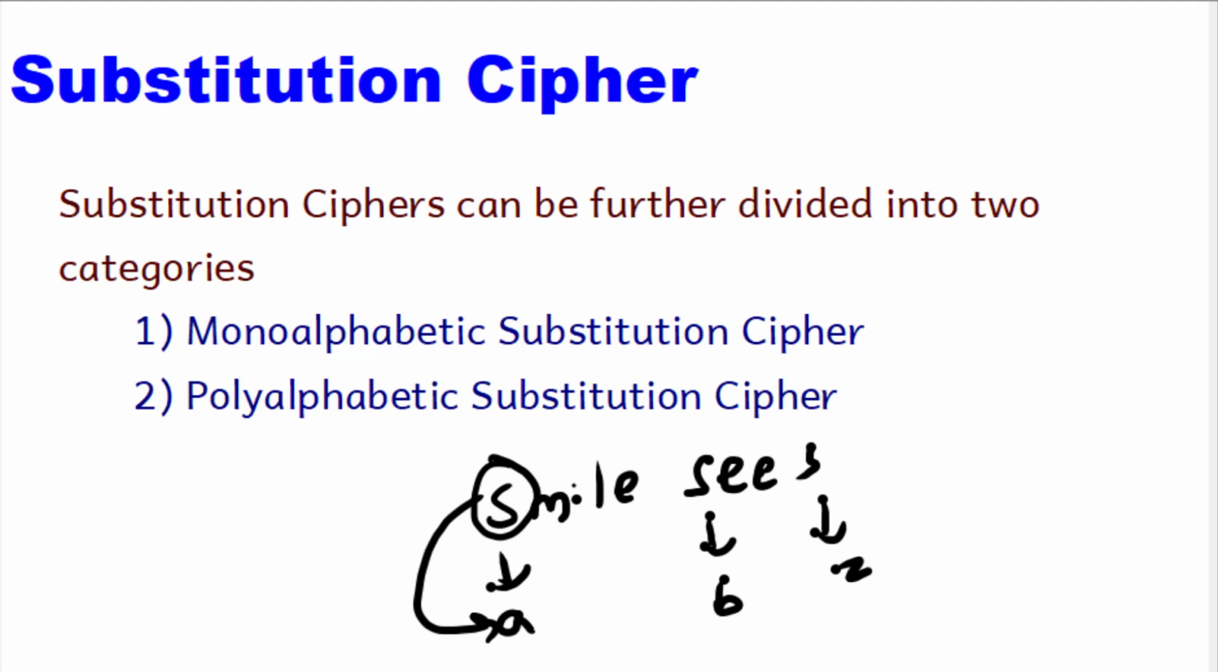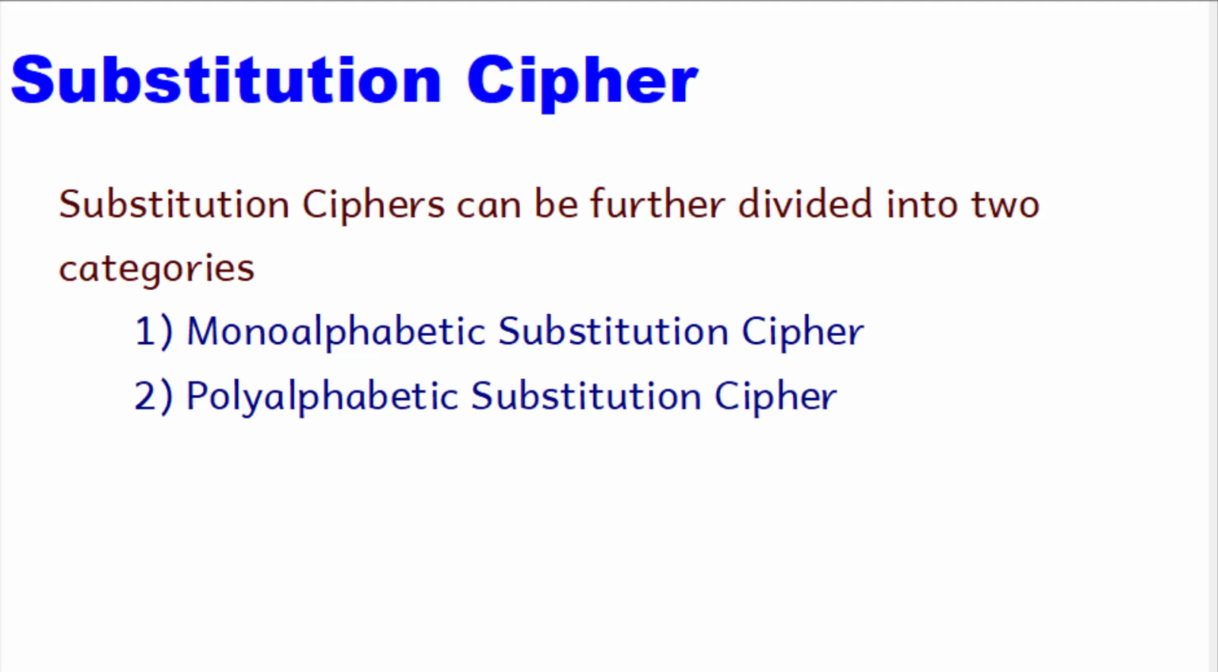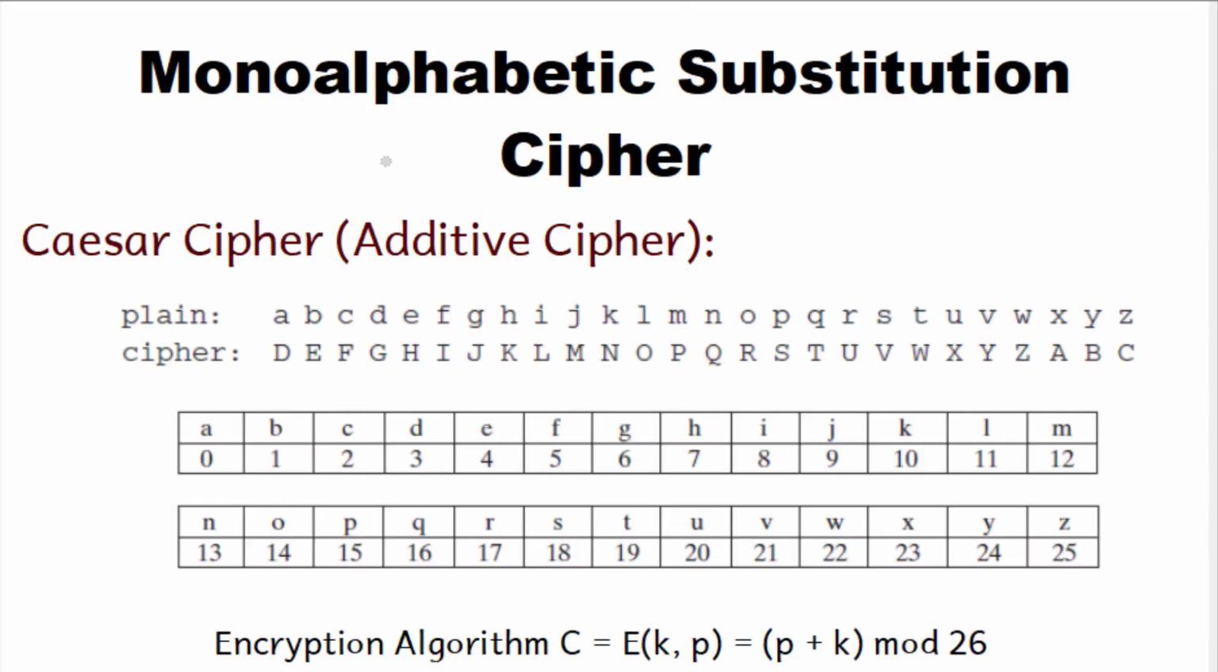Okay, so there is no one-to-one relation, but one-to-many. Out of these two, of course this is stronger as compared to this one. There are various ways to implement monoalphabetic and various ways to implement polyalphabetic. Let us see them. So we start with the monoalphabetic substitution cipher type.